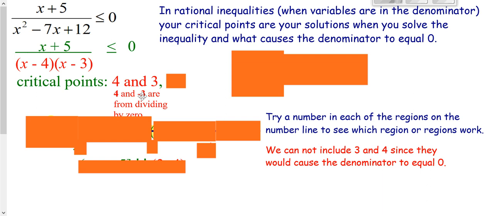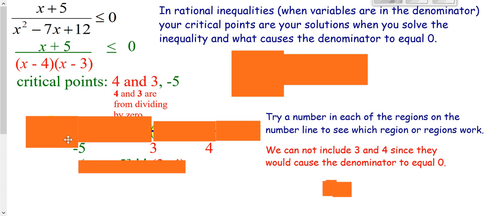Now, I'm going to make note that 4 and 3 are from dividing by 0. I can never divide by 0, so whenever I have critical points from dividing by 0, those are always parentheses. I also want to look at what would cause the top to be 0 for my other critical point, and that would be -5. So I'll put -5 on the number line, I'll put 3 on the number line, and I'll put my other critical point of 4 on the number line.